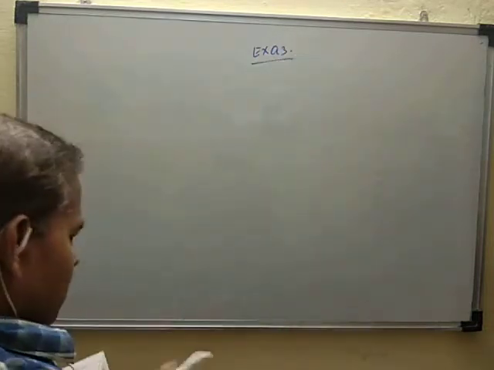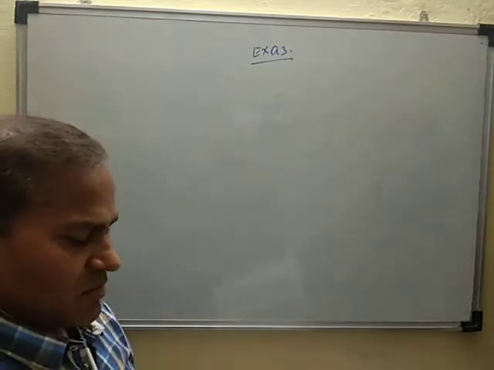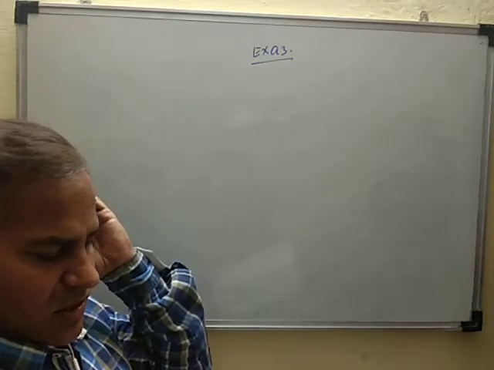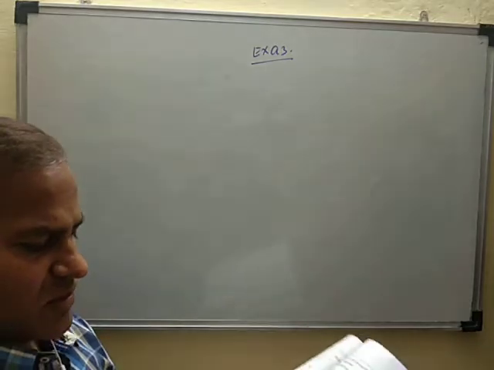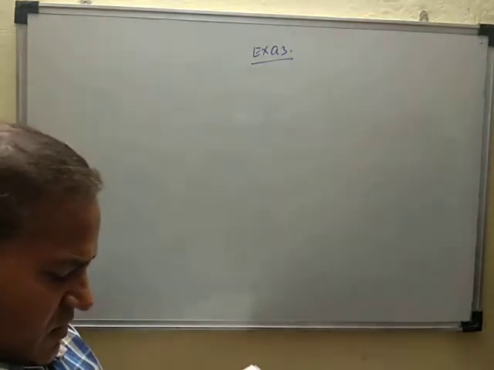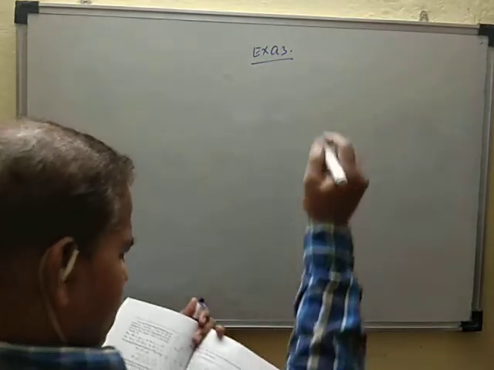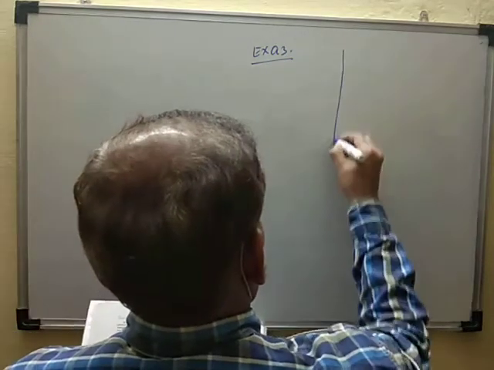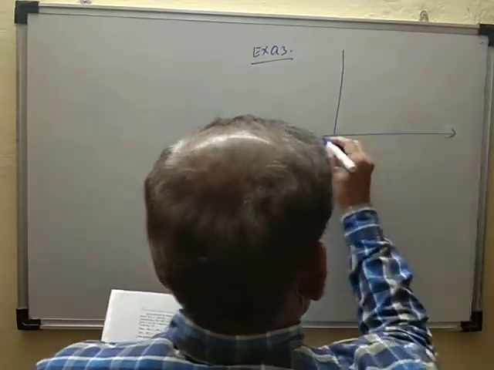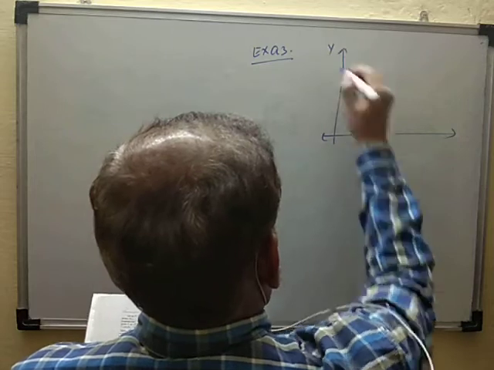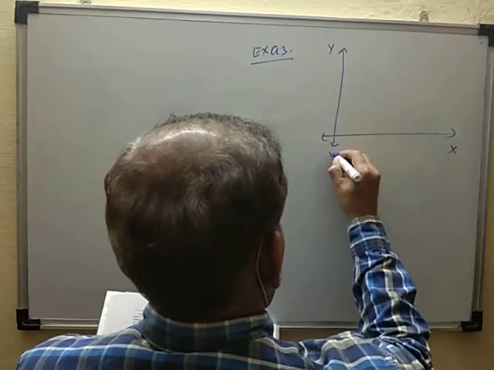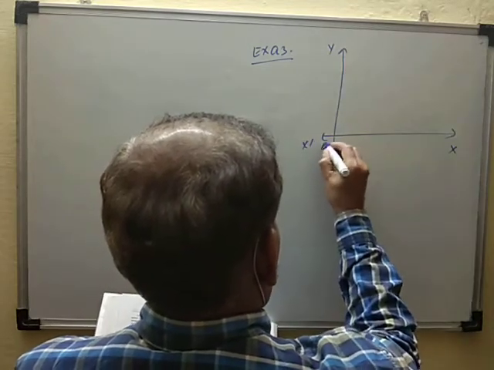Example number 3. What example number 3? Example 3, figure 7.6. Figure given, that is x-axis and y-axis. Here draw graph y-axis and x-axis, y dash, x dash. This is origin.